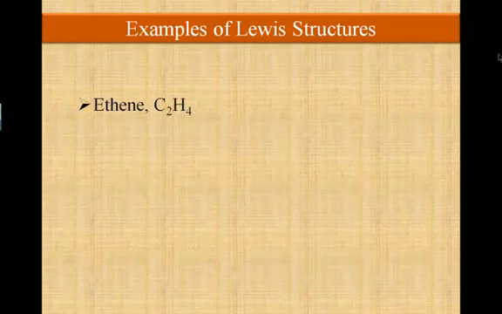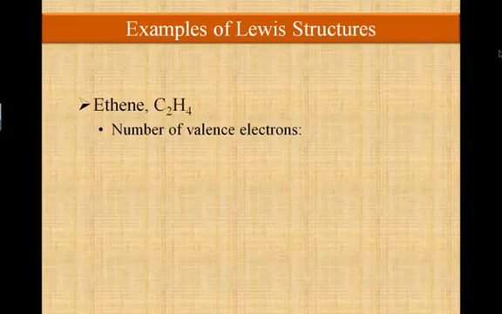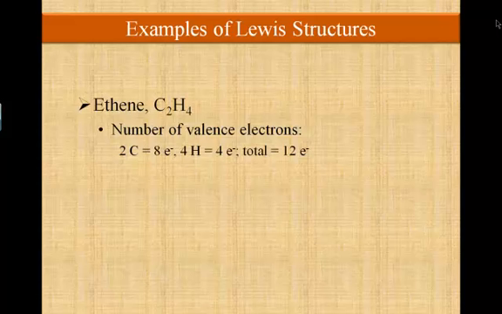Let's look at ethene, C2H4. Again, we start every time with determining the number of valence electrons. I have 2 carbons, so my 2 carbons give me 8 electrons. I have 4 hydrogens, so 4 hydrogens gives me another 4. I have a total of 12 electrons in this molecule.